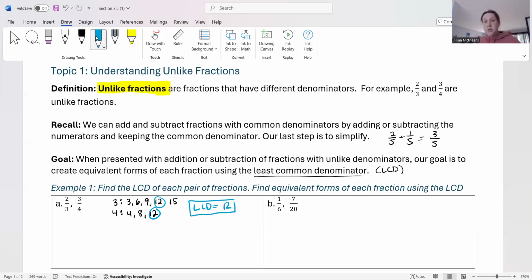What we now need to do is find equivalent forms of both of these fractions using 12 as the LCD. Let's say we start with 2/3. We want 2/3 to have a denominator of 12. So what would I multiply my current denominator by to get my LCD? What would I multiply 3 by to get 12? Hopefully at home you're shouting out 4. So we multiply 3 by 4, and 3 times 4 is 12. But if I multiply the denominator, I have to multiply the numerator by the same thing to maintain the value of the fraction. So I'm going to multiply the top by 4 as well.